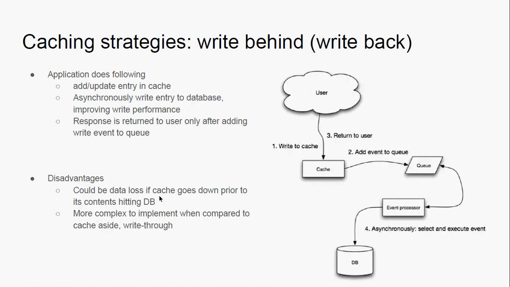And there could be data loss if the cache goes down. If it goes down prior to hitting the queue, then you are losing the data. So to overcome that, you again have multiple nodes, similar to replication, like a distributed cache. In that case, even if one of them goes down, the other nodes will be available to serve the request.